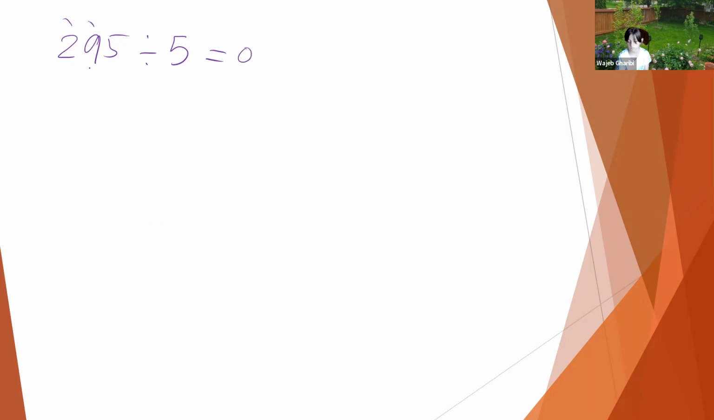So 295 is divisible by 5, yes? So we can find 295 divided by 5. 29 divided by 5: 6 times 5 is 30, so not 6, it's 5. 5 times 5 is 25. The remaining is 4.